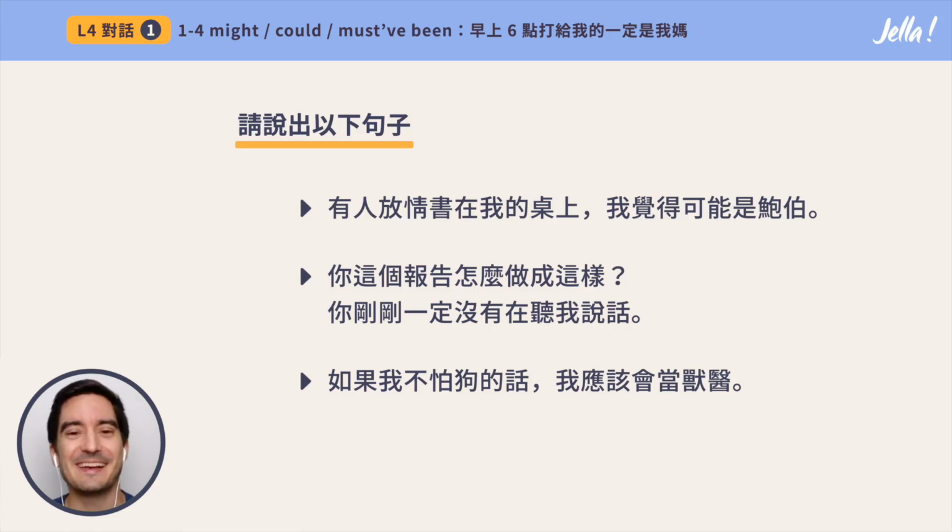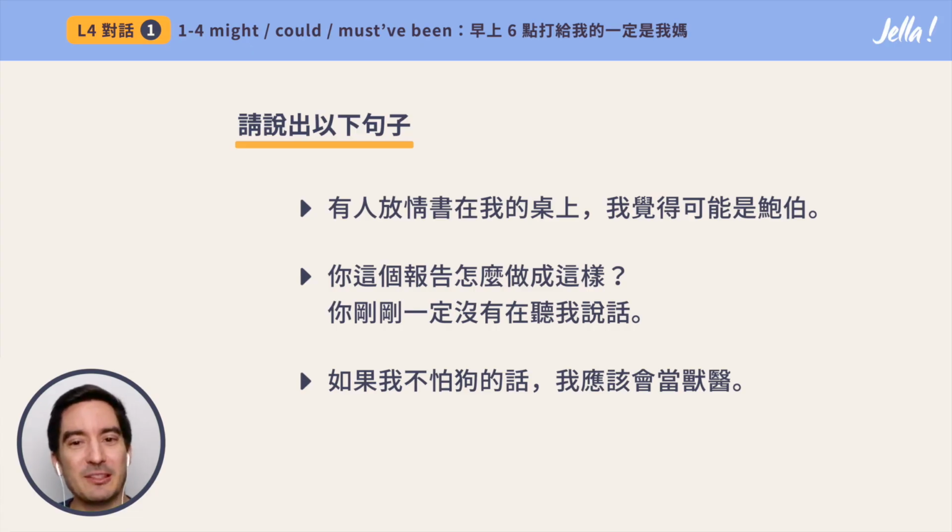So, someone put a love letter on my desk. I think it could have been Bob. Oh my gosh. So, do you guys like the character Bob? Well, if you love Bob, maybe you can write a love letter to Bob, and I'll pass it to Bob's voice actor.